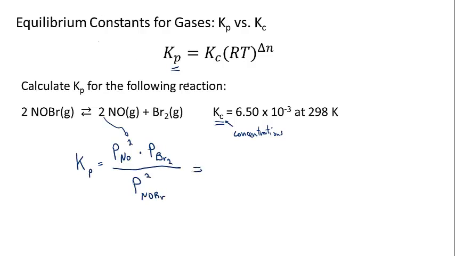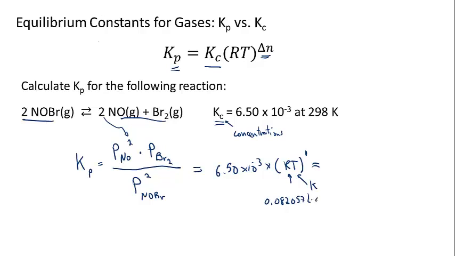And the value for that is given by Kc, which is 6.50 times 10 to the minus 3, times RT times the change in n, which is a change in moles. And here we have 2 moles, and here we have 3 moles. So that's to the first power. And when we do this out, the T has to be in Kelvin, of course. The R you use here is the gas version, so it's 0.082057 liter atmospheres over Kelvin moles.